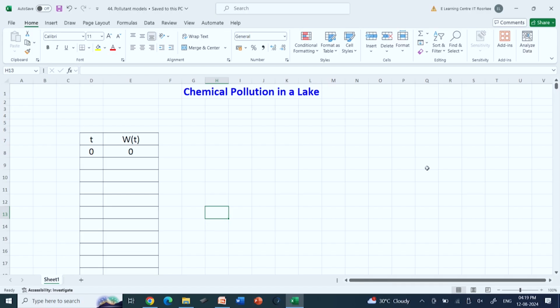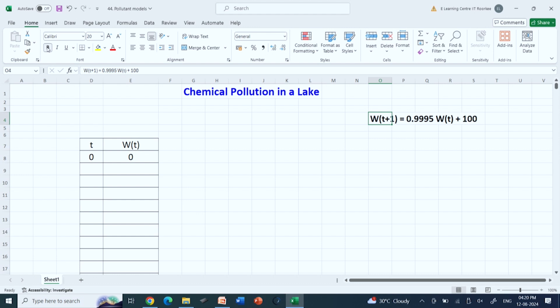So, I already have an Excel sheet opened here. The equation which I need is Wt plus 1 equal to 0.9995 into Wt plus 100. So, I just increase the font size. I need to solve this one with the initial condition that at time t equal to 0, the value is 0.